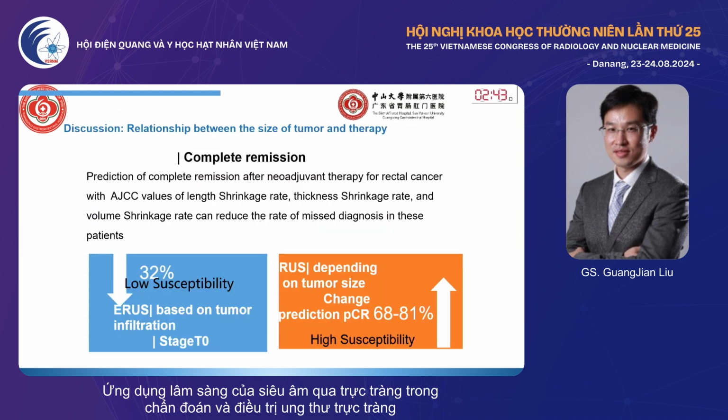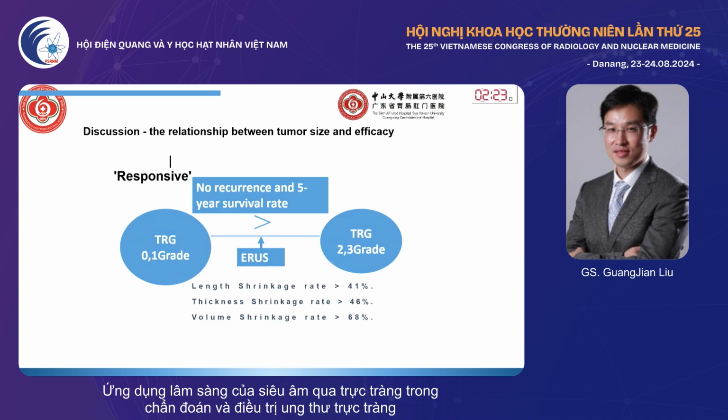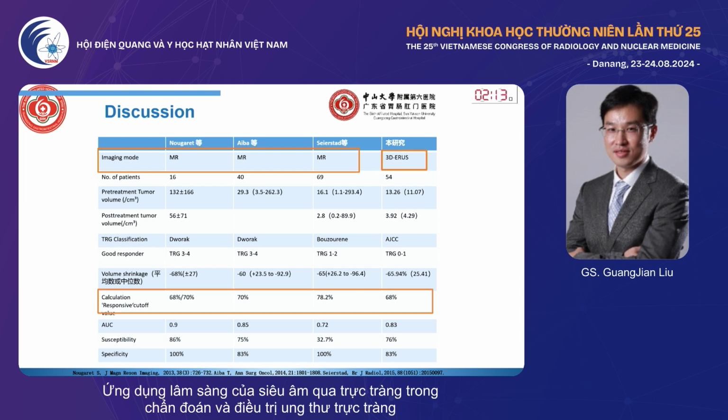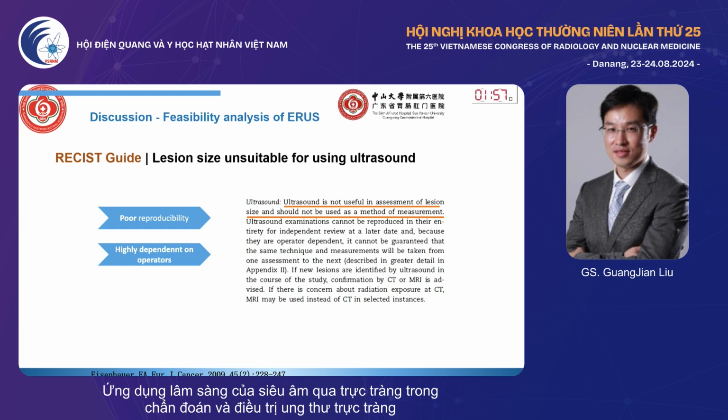So using the length, thickness and volume reduction rate to predict the complete remission is a better way than the morphologic change. We can increase the sensitivity to 60 to 80% compared with endorectal ultrasound. We also found some literature reported using MRI and calculating the volume shrinkage rate. It is similar to our result, with 70 to 75% remission, which can predict the complete response with very high accuracy.